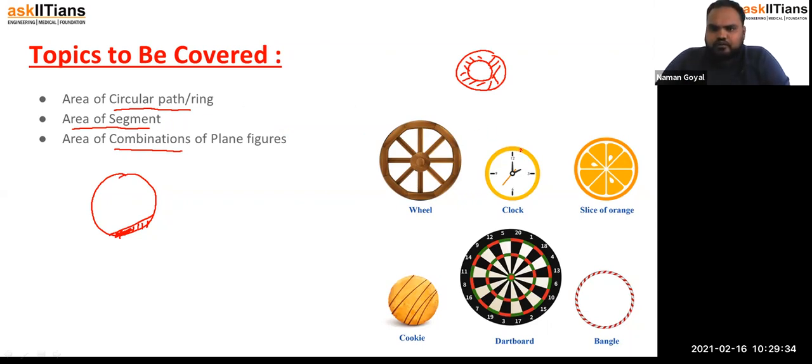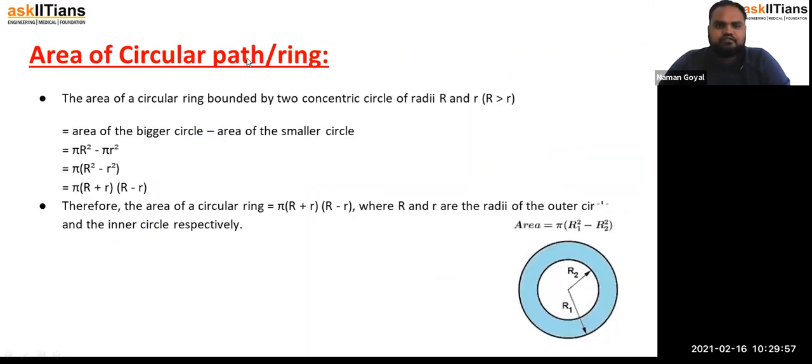Okay, so what is the area of a circular path and ring? If I ask you to find the area of this yellow part, this is a circular ring. If I'm asking you for this design area, this is the area of a ring. Are you getting my point? Okay, isn't it? Yes.